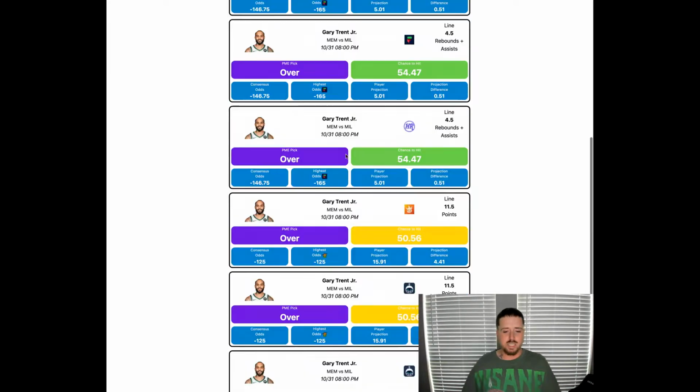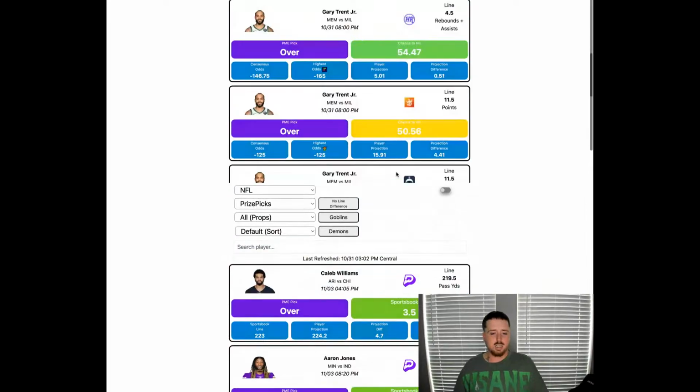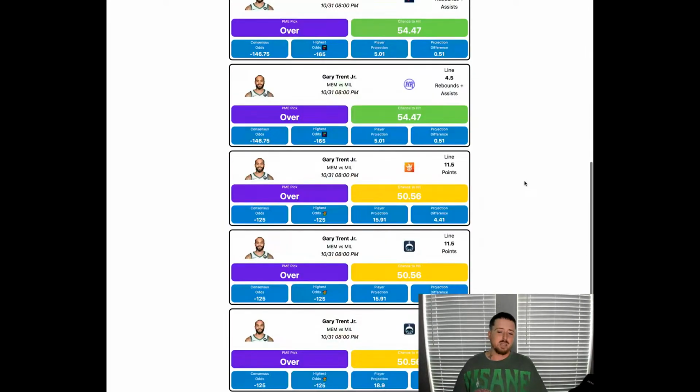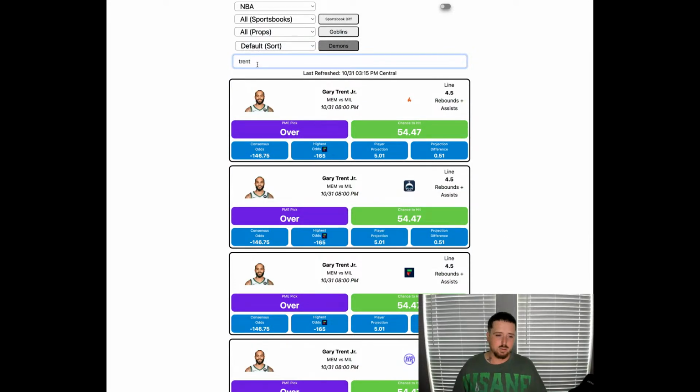Gary Trent threes made. Oh shit. Sometimes the tools split a little bit, like a little glitch going on from time to time. It's rare, but it happens. But it's just because I'm not scrolling in the middle of the page. I'm scrolling on the outside. I don't know. We'll fix it.